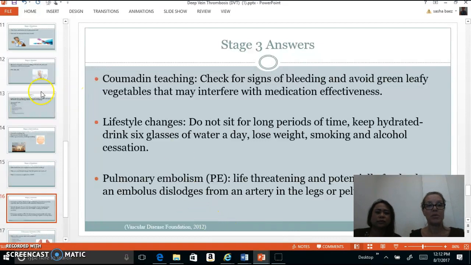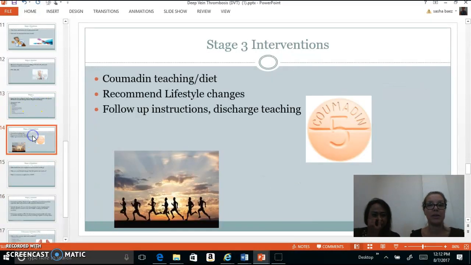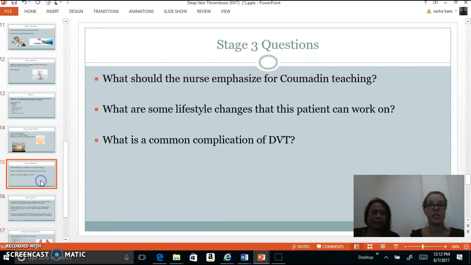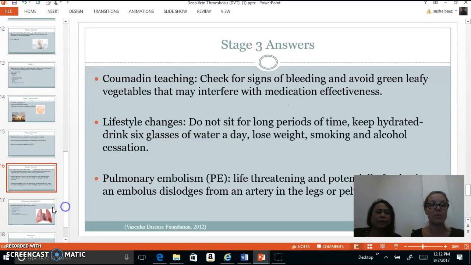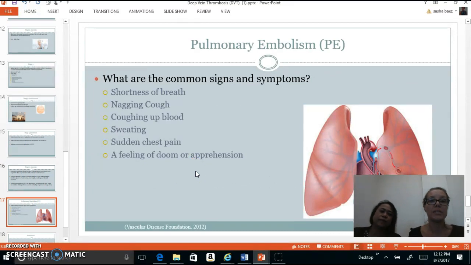Going back to stage 3: follow-up instructions, discharge teaching. What is the common complication of DVT? It is pulmonary embolism. What are the signs and symptoms of PE? Shortness of breath, nagging cough, coughing up blood, sweating, sudden chest pain, and a feeling of doom or apprehension.